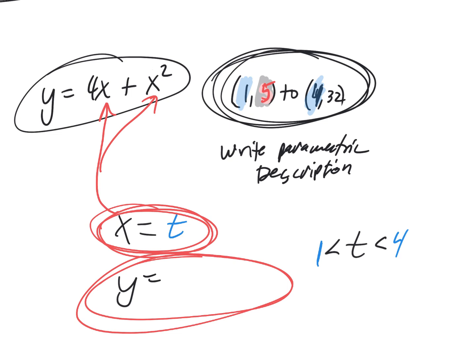Because the other one was a straight line. This one's a curvy line between these 2 points. The other one was a straight line between the 2 points. Okay.